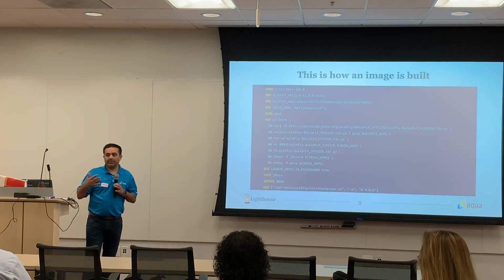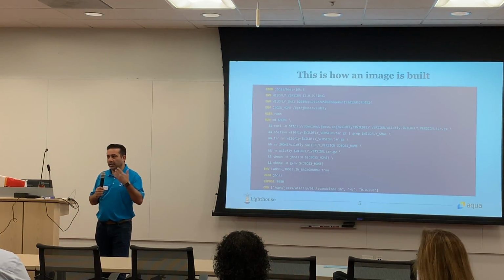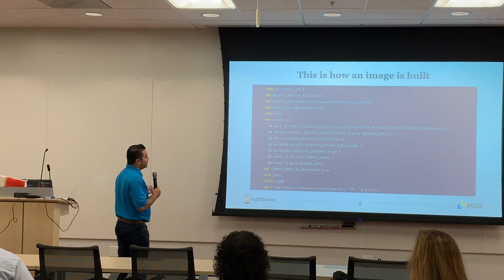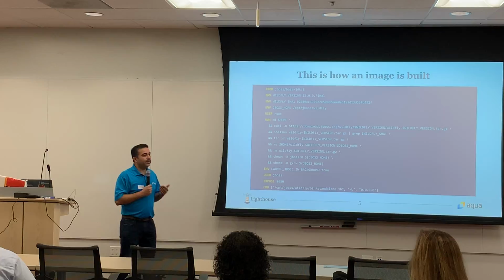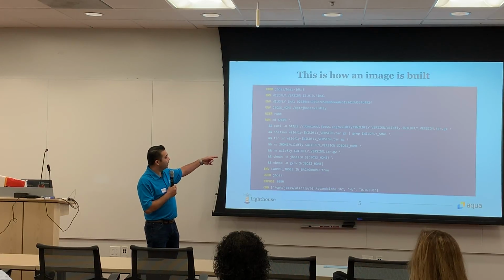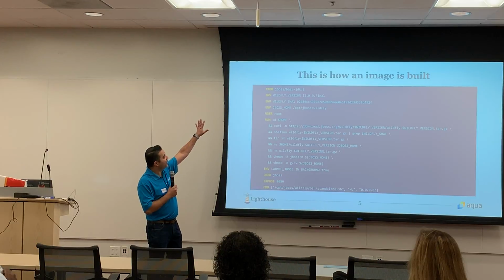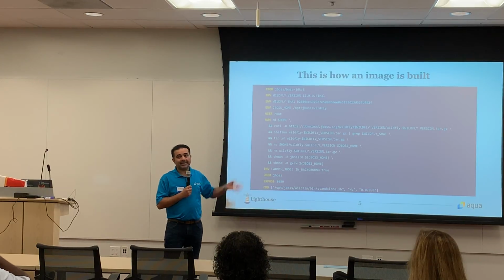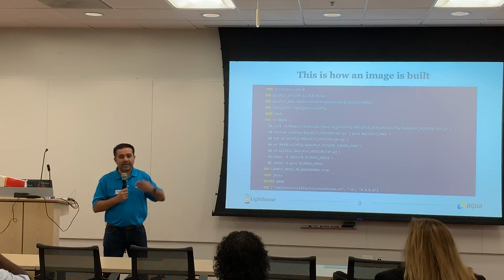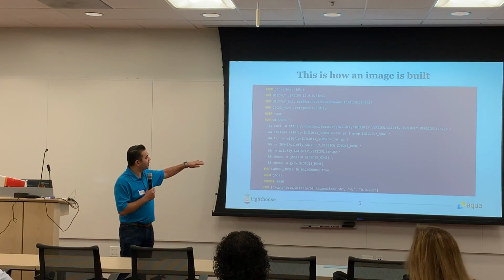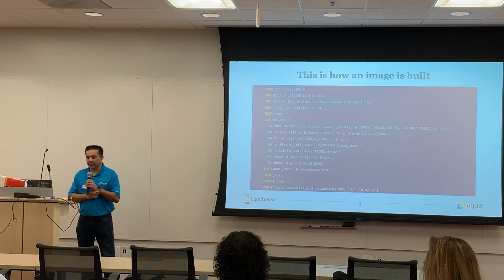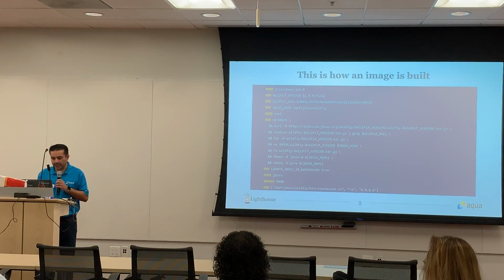Just so that I don't leave anyone behind, I wanted to give everyone somewhat of a background on what containers are. How is an image built? An image is really built from a Dockerfile. These are the components of a Dockerfile. You're getting the FROM, which is probably the most important. That's telling you what the base foundation is. And then you build on top of that foundation with all the other commands. So it's not too complicated once you play with it a little bit.